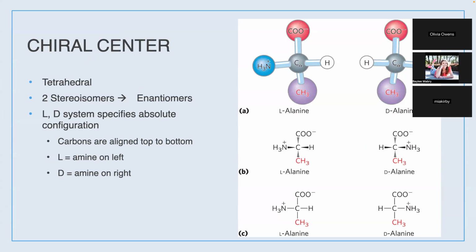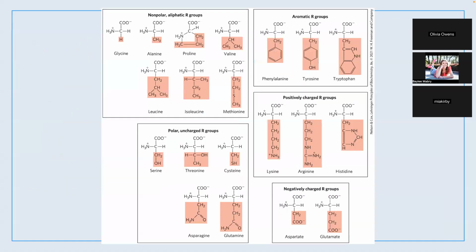All right, we good with L and D? L is left, and the other one is right. Love an alliteration to help us remember. Oh yeah, and then glycine is an exception. We'll see all the structures in a second, but glycine's R group is just a hydrogen. So you've got your central carbon, your carboxyl group, your amine group, but then you've got two hydrogens, so it's got two of the same substituent groups. Then it's not going to be chiral because two of your substituents are the same. So glycine, not chiral.